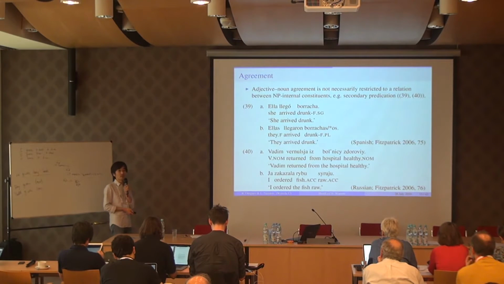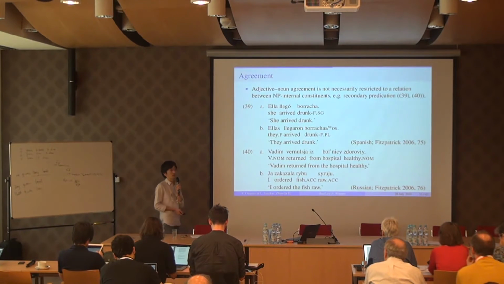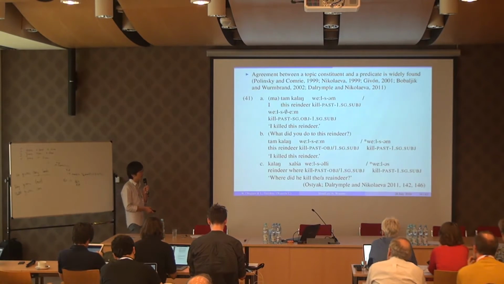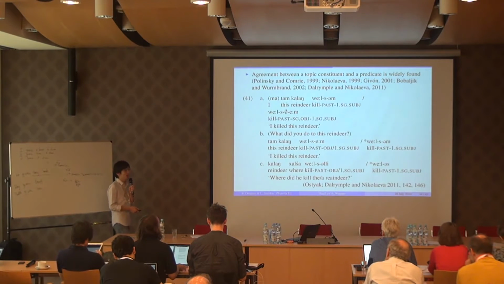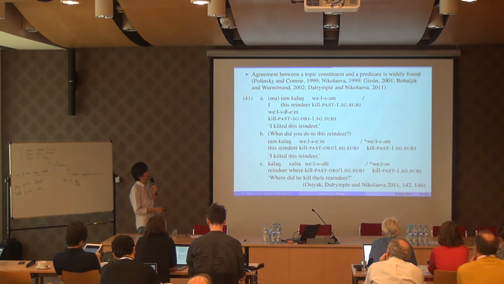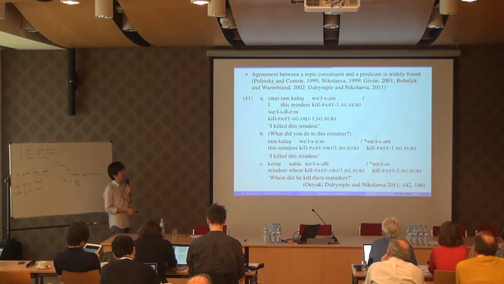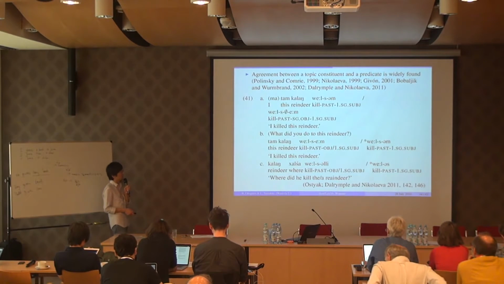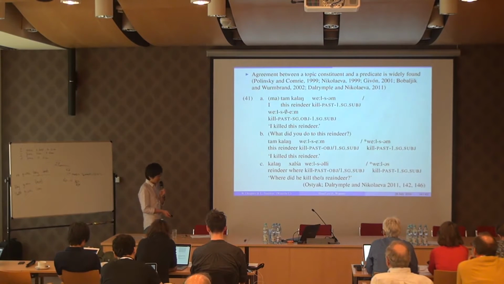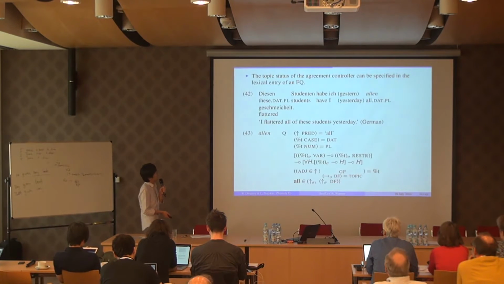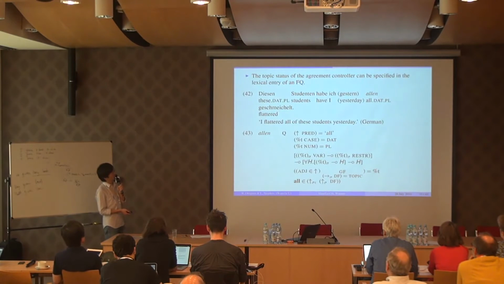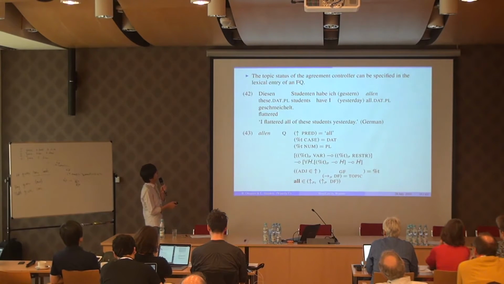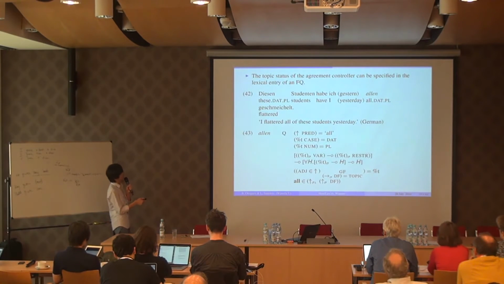it's not surprising to see that the adjective agrees with the noun distantly. And also, Dalrymple, Nikolaeva, and many others talk about topic-predicate agreement, right? So the agreement often occurs between the predicate and topic. So 41 are the examples, right? So we can see the agreement between topic and the predicate. So if we combine those 2 insights, we can argue that the floating quantifiers can agree with a topical noun phrase that it quantifies. Okay, so let's look at a German example like 42.